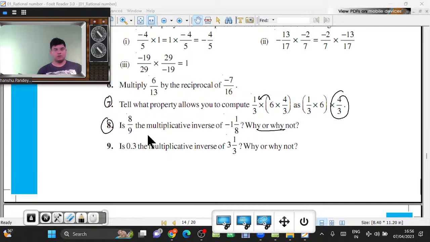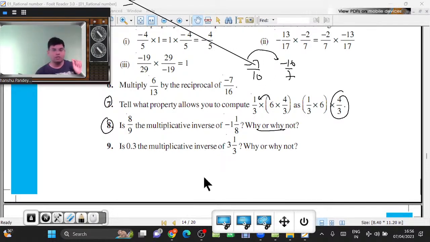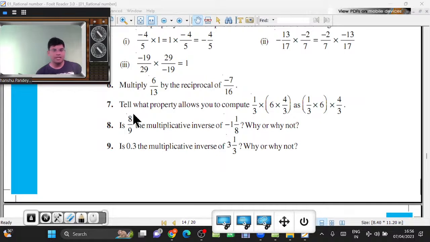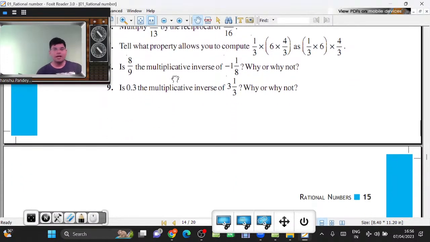No, it's not, sir. Why? Sir, because the multiplicative inverse should result in 1 in the answer. No. The multiplicative inverse does not always have the same sign. This is the main rule. Suppose minus 7 by 16 का multiplicative inverse क्या होता है? Minus 16 by 7. Okay, if one number is negative, both the numbers have to be negative. But in this case, you can see that this is positive and this is negative. That's why, sir. Wonderful. Yes. समझ में आ रहा है?